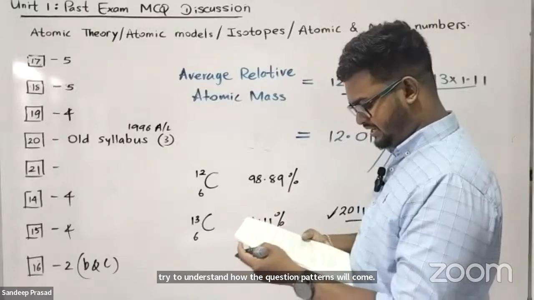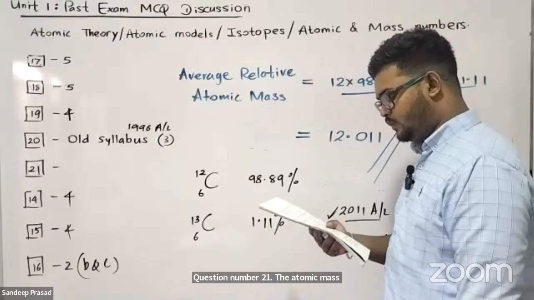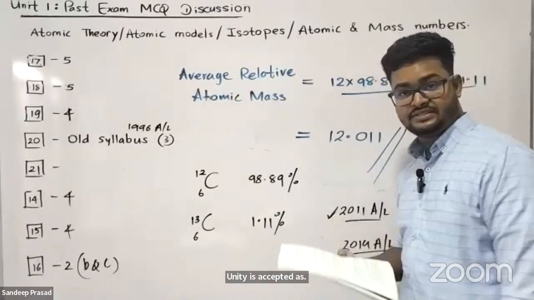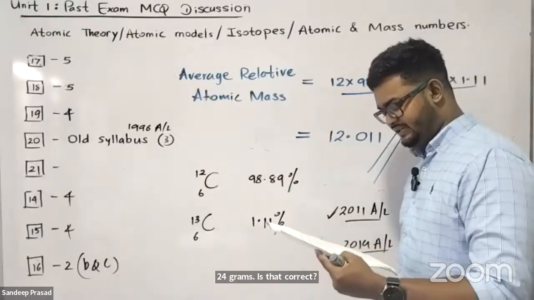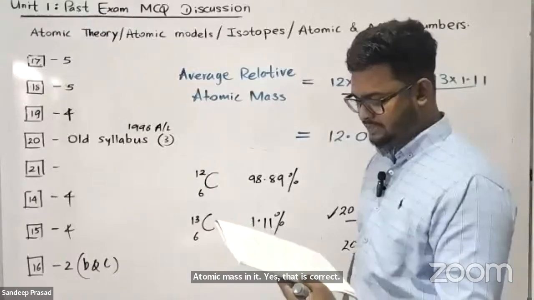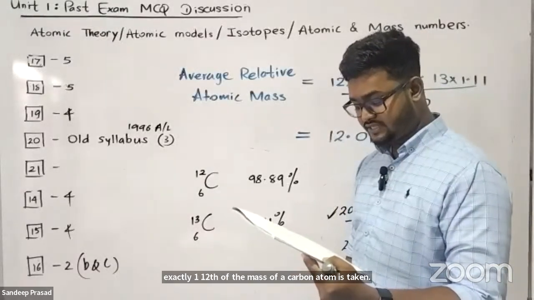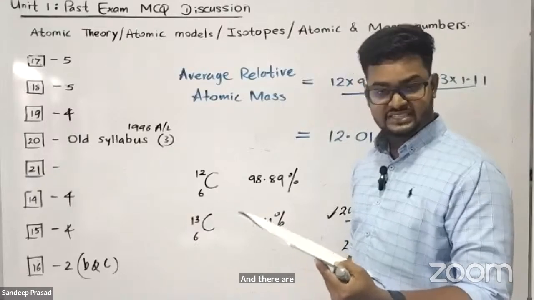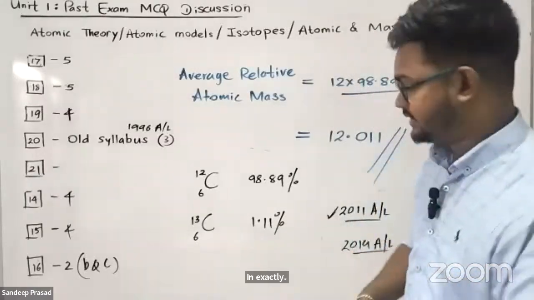Question number 21. The atomic mass unit is accepted as 1.66 × 10^-24 grams. Is that correct? Yes, that is correct. While exactly 1/12 of the mass of a carbon atom is taken as the atomic mass unit, there are 6.022 × 10^23 carbon atoms in exactly 12 grams of carbon. Yes. Now look at this one.